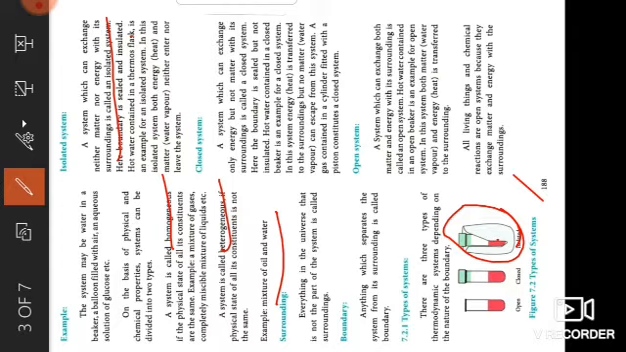What is meant by open system? A system which can exchange both matter and energy with its surroundings. So a system can exchange both with the surroundings. So that is called an open system.